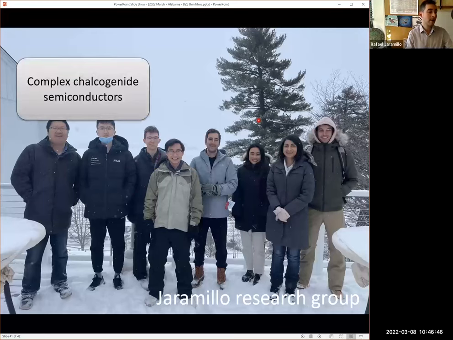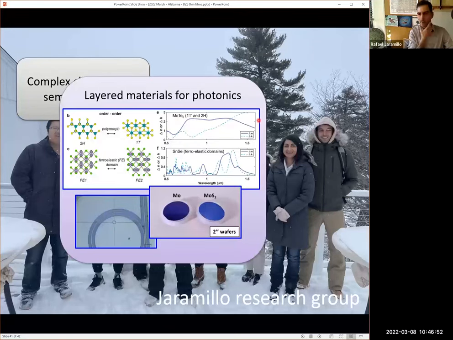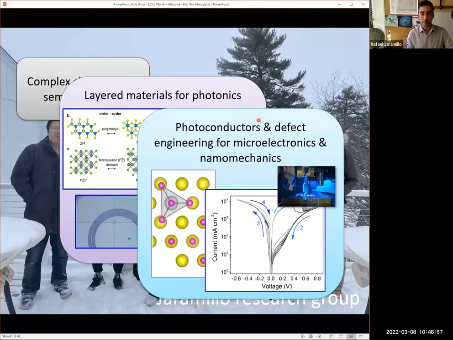So I told you about complex chalcogenide semiconductors. This is one of three themes in my group. We also do a lot of layered materials for photonics, for integrated photonics. And then I do a lot of work on point defect physics of photoconductors and some weird kind of implications of that. So these are all things I like to think about. If you do too, we can chat.